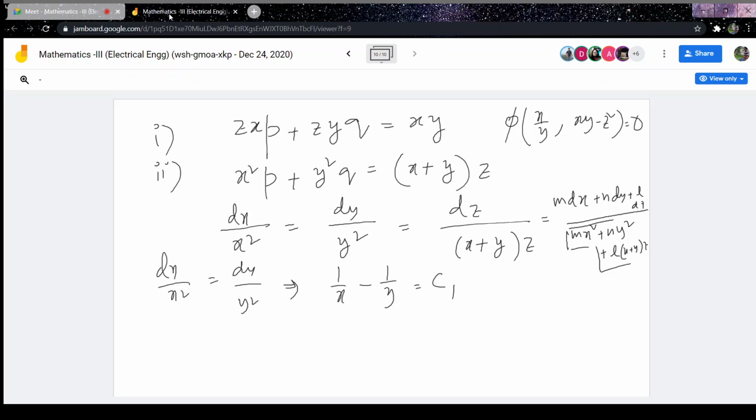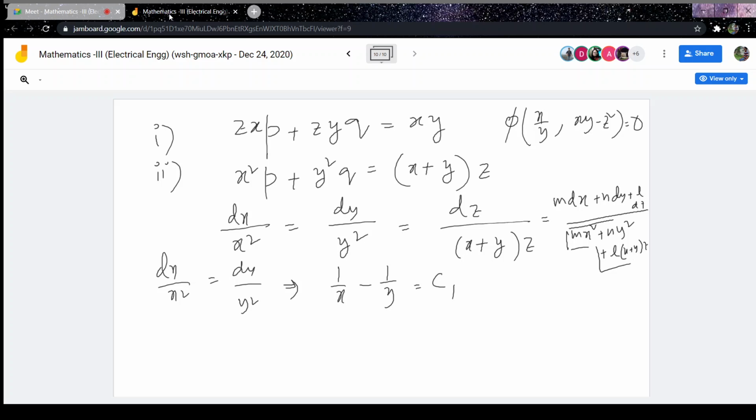Because you cannot integrate dz by x plus y, since the term contains x plus y, you have to use some multiplier such that either this becomes 0 or it becomes a form that you can easily integrate. Okay, so now we have to find some multiplier, such that this sum is 0, x square.